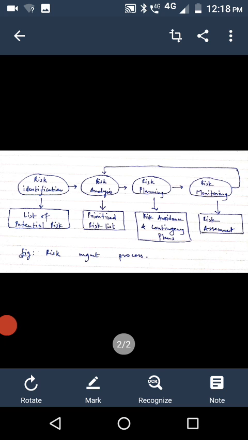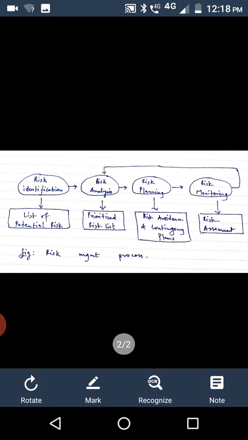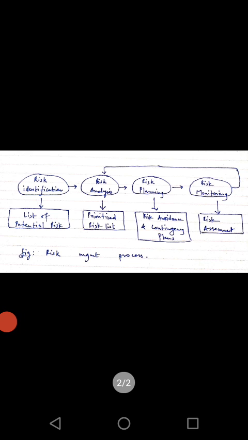After the risk analysis, I have to do the risk planning, in which I will consider, if at all the risk becomes reality, if at all the risk occurs, then what are the steps that I'm going to take to handle that risk. Why do I study this, why do I need to focus on all this? So that if the risk occurs in the future, I can avoid the risk. That is why you can see the block below the risk planning, that is risk avoidance and contingency plans.